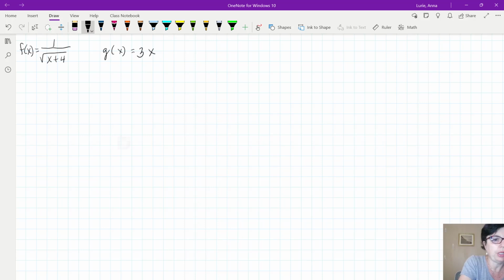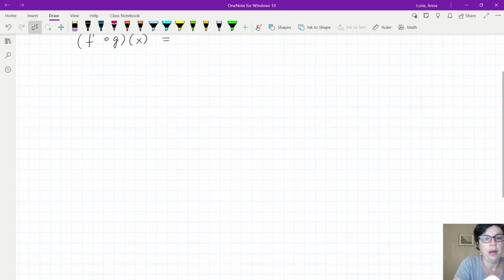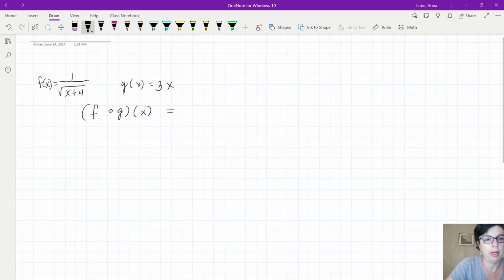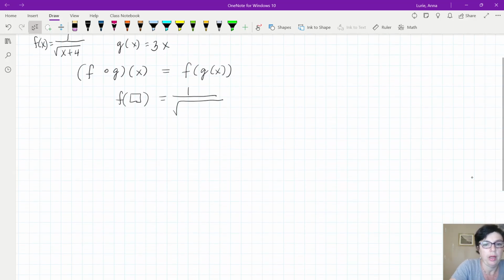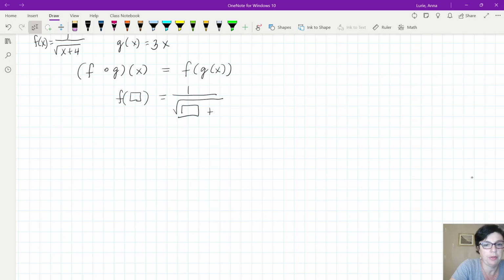Okay, so first, the notation. What does this mean? So we are doing a composition of f and g, but in a specific order. So we're plugging in here g of x in for f of x. Okay. So if you're doing that, here's what you would want to do. You want to start with the outside function and write it like this. So instead of x, I'm going to write a box. So f of a box equals 1 over square root, and then you put the box plus 4.